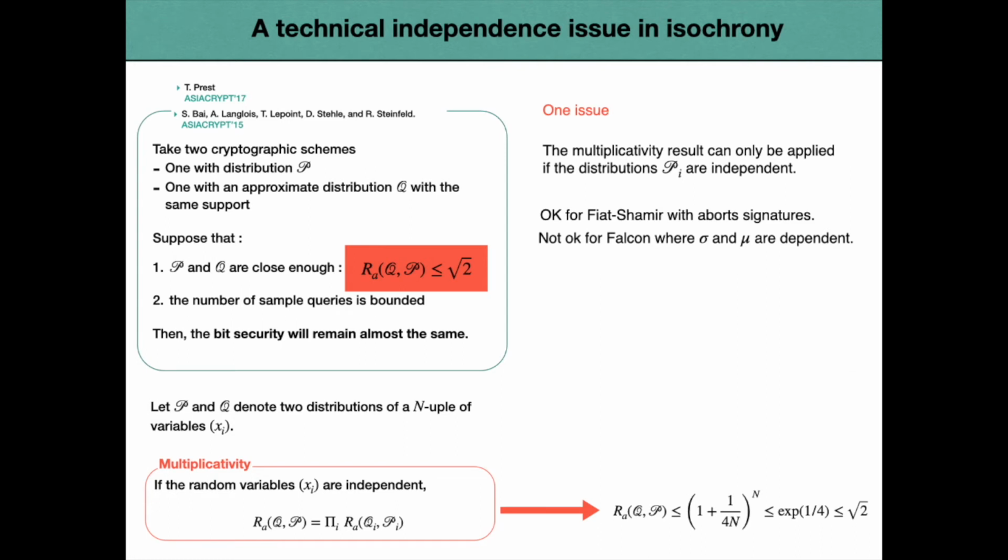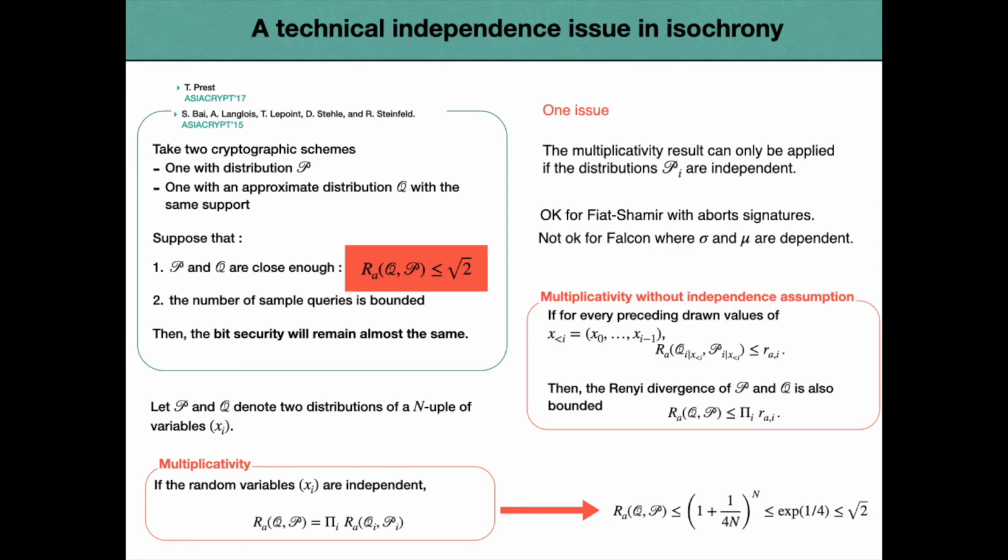However, the multiplicativity result can only be applied if the distributions Pi are independent. So this works for the Fiat-Shamir with aborts signatures, but it does not work for Falcon signature, where the standard deviation and the center are dependent. To overcome this problem, we introduce a new multiplicativity result that does not require the independence. Our requirement is stronger though. We assume that the Rényi divergence between the marginal distributions, assuming any initial conditions, is bounded. We end up with the same bound on Q and P.